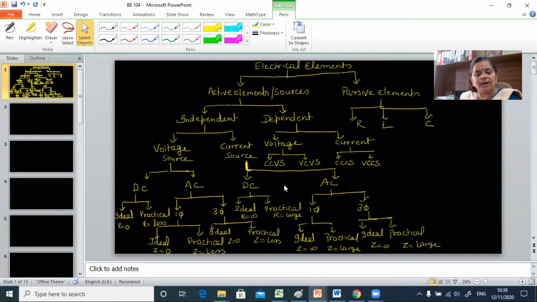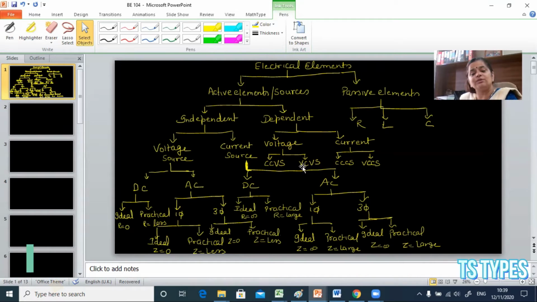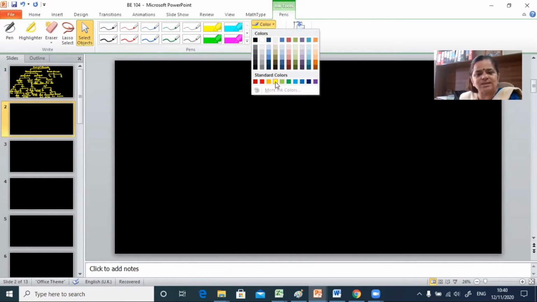If I talk about current sources, they are also of two types: DC type, again ideal and practical, and AC, again of two types: single phase and three phase, each ideal and practical. Now, dependent voltage and current sources. The voltage source can be a current controlled voltage source or a voltage controlled voltage source. Similarly, the current source can be a current controlled current source or a voltage controlled current source. One by one, I am going to discuss in detail.